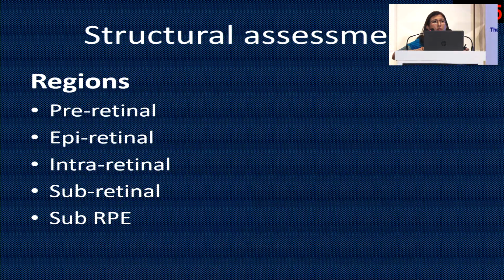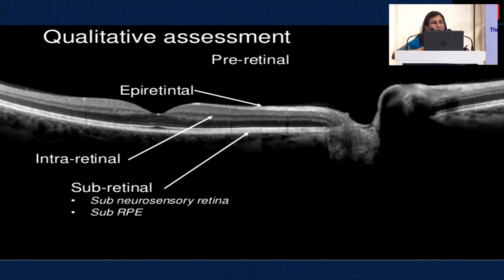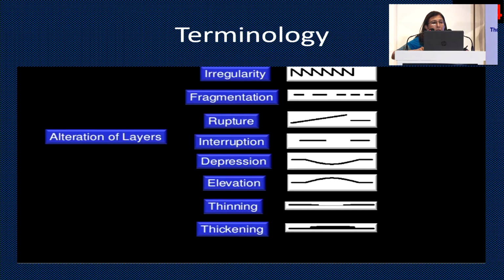Then coming to the actual assessment. It's better if you see it in different regions or zones. So we have a pre-retinal area, an epiretinal, intraretinal, and the sub-RPE or the subretinal. These are the terms that you will usually use to describe the changes in the various layers: any interruption, elevation, thinning, thickening. This is how you're going to describe them.